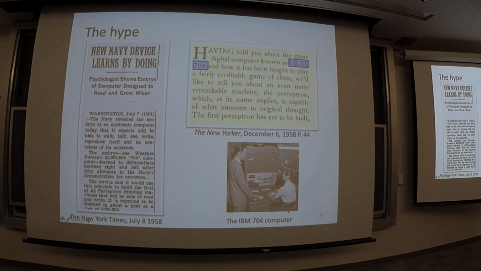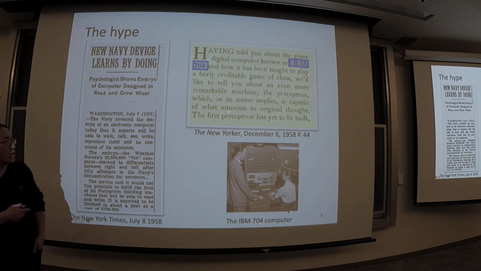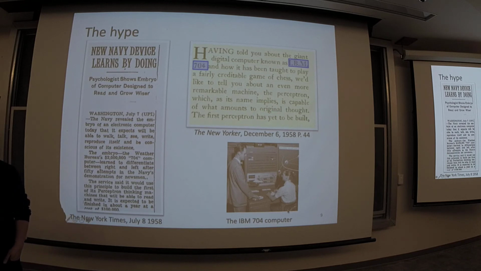There was some hype when the perceptron was invented. People were shocked, and you see a New Yorker article that says, Hamming told you about the giant digital computer known as IBM 704 and how it has been taught to play a fairly credible game of chess. We'd like to tell you about an even more remarkable machine, the perceptron, which, as its name implies, is capable of what amounts to original thoughts. Wow, it's kind of crazy, right?